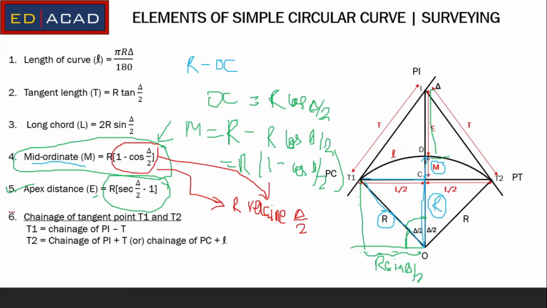So now let's look at the last thing, the chainage of tangent points T1 and T2. For finding the chainage of point T1, we need to subtract the tangent length from the chainage of the point of intersection. So this is very simple. Whatever chainage of PI we get, let's say 1044.6, and the tangent length we are getting as 40, we'll simply subtract this value and we'll get the chainage of T1. Let's clear this.